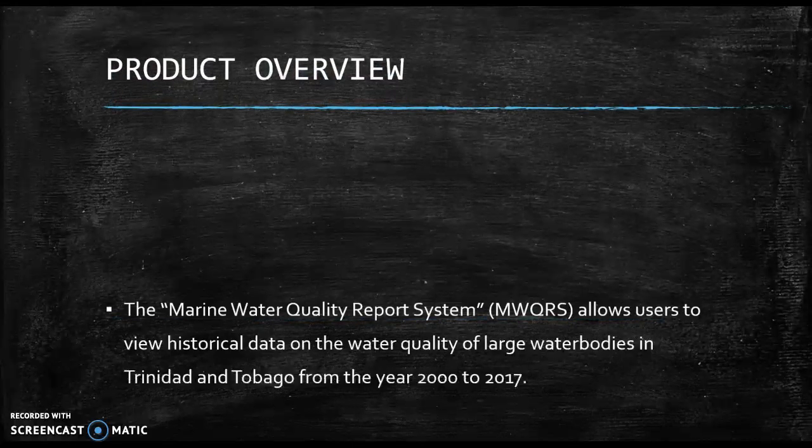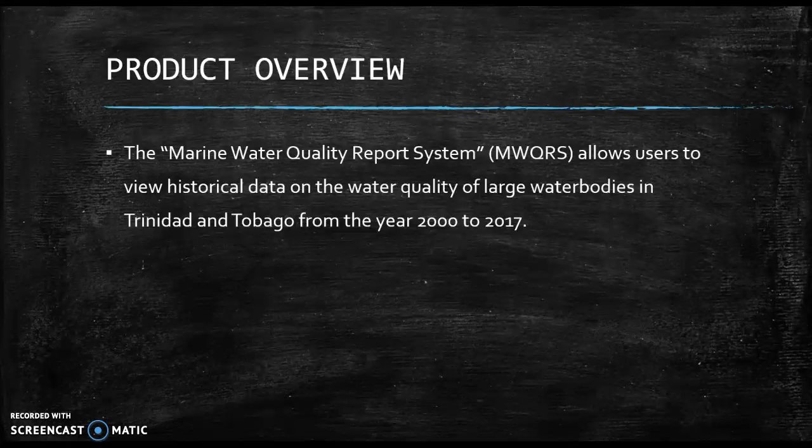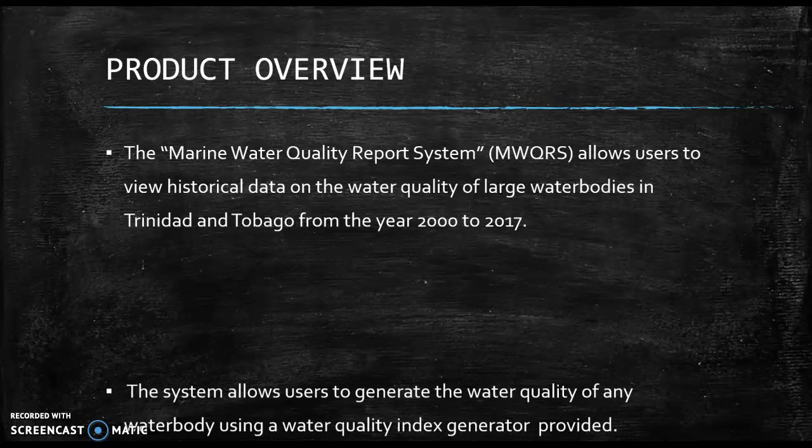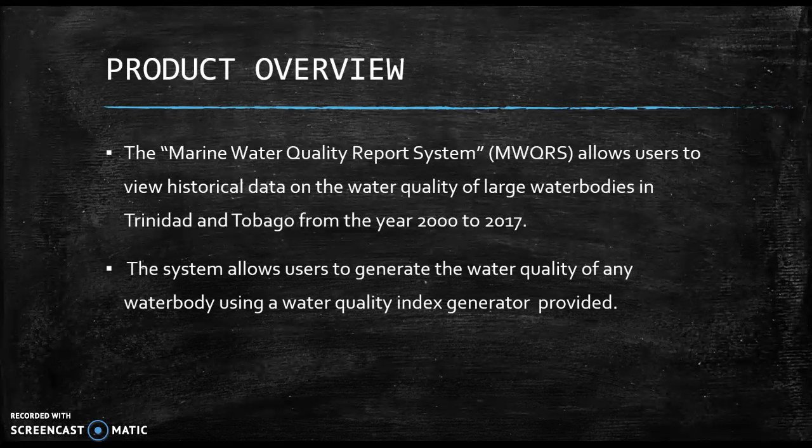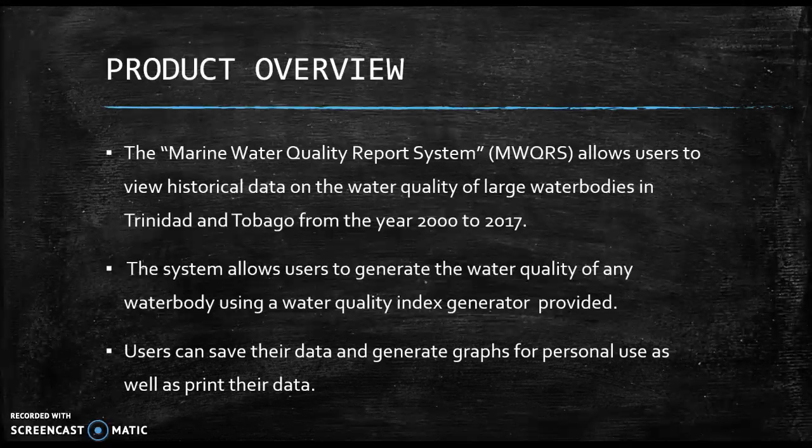Product Overview. The Marine Water Quality Report System allows users to view historical data on the water quality of large water bodies, for example beaches, in Trinidad and Tobago, from the year 2000 to 2017. The system allows users to generate the water quality of any water body using a water quality index generator provided. Users can save their data and generate graphs for personal use, as well as print their data.